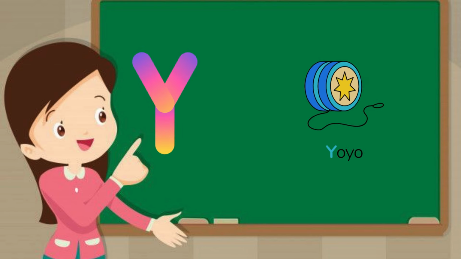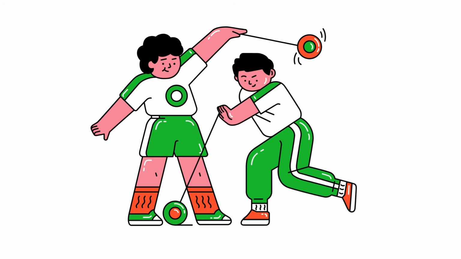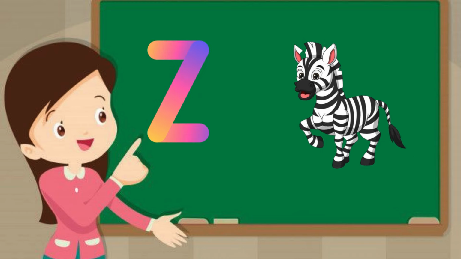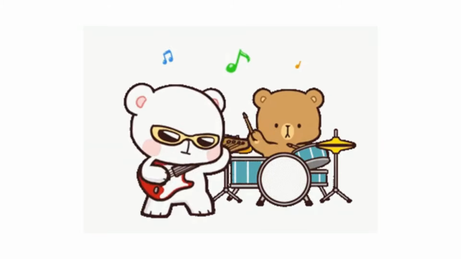Y is for yo-yo. Y, y. Yo-yo. Z is for zebra. Z, z. Zebra.